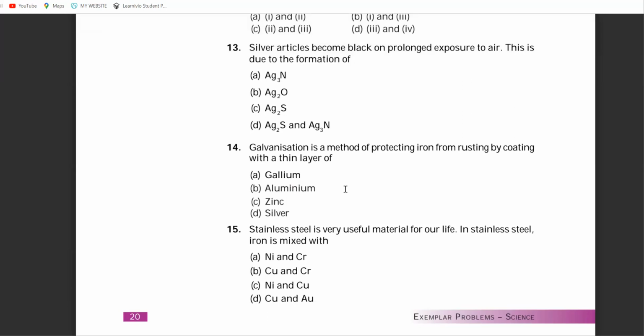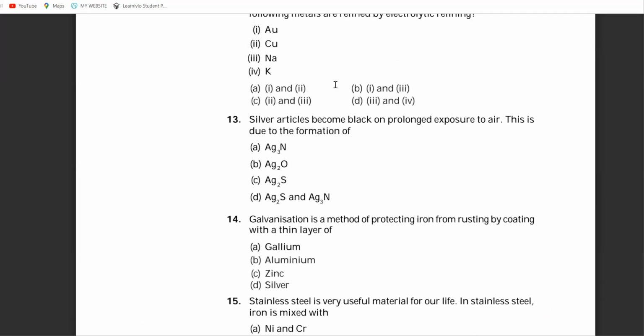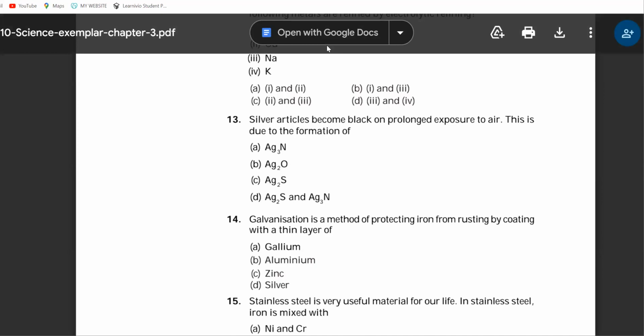Question number 14. Sir, zinc. Galvanization is a method of protecting iron from rusting by coating it with a thin layer of zinc. Are you sure? Very good. So this is zinc. Next, question number 13.